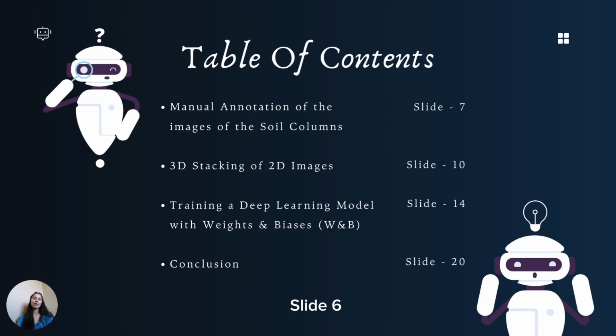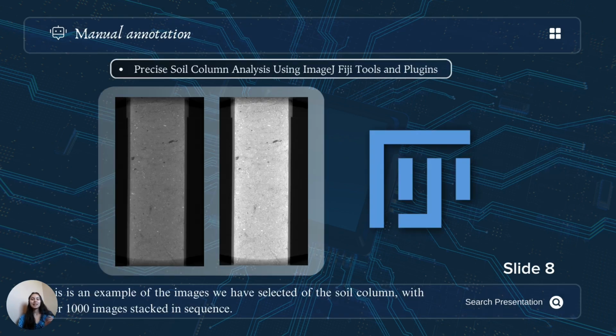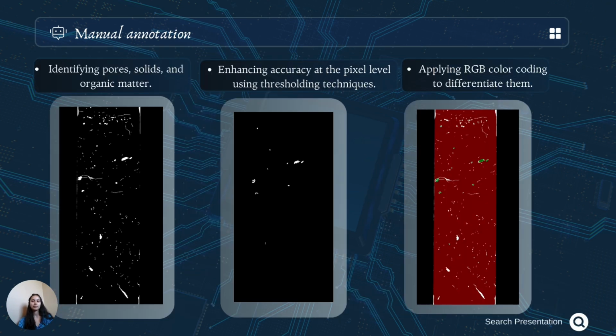This is the table of contents. So the first step is the manual annotation of the images using the ImageJ Fiji application. This involved compiling and stacking over 1,000 images, from which we selected and segmented 5 of them to apply RGB color coding and thresholding techniques. This approach ensured accuracy at the pixel level, allowing us to differentiate the components precisely.